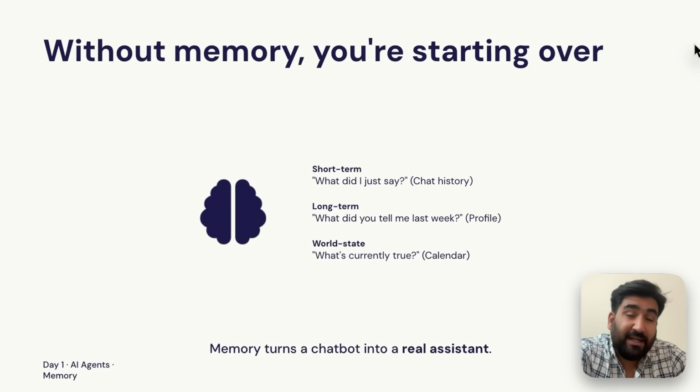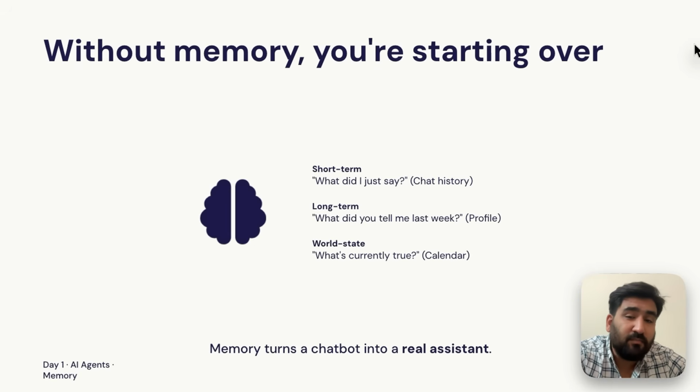So reasoning needs memory. Okay, this sounds obvious when I say it out loud, but a lot of beginner agents completely skip this and then wonder why their agents feel so dumb. Without memory, an agent is starting from absolute zero every single time you hit that API. Imagine trying to have a meaningful conversation with a friend who forgets your name every 5 minutes. You ask who you are and then they ask you, right? It's useless to have that conversation.